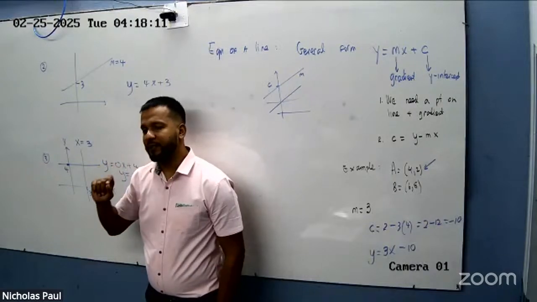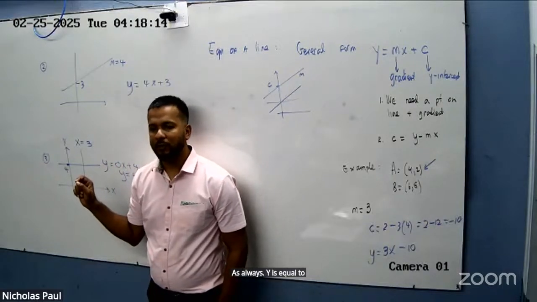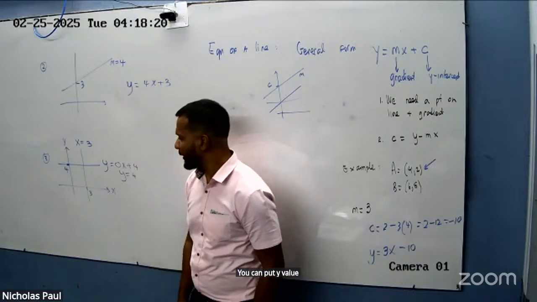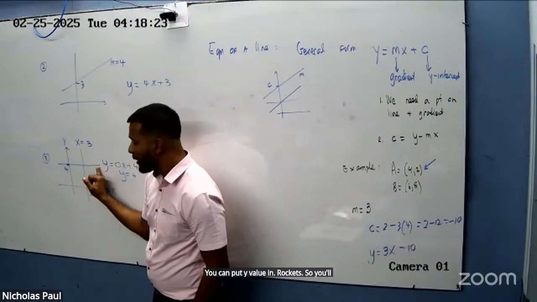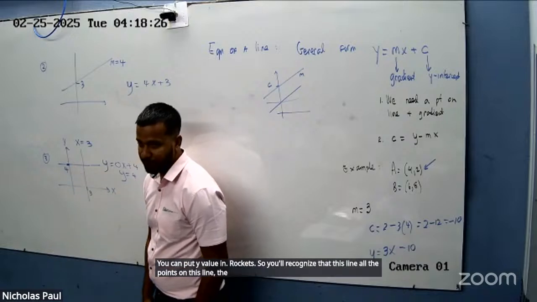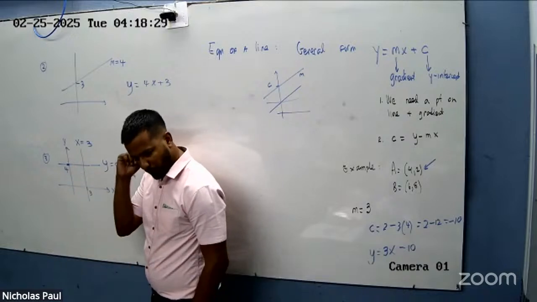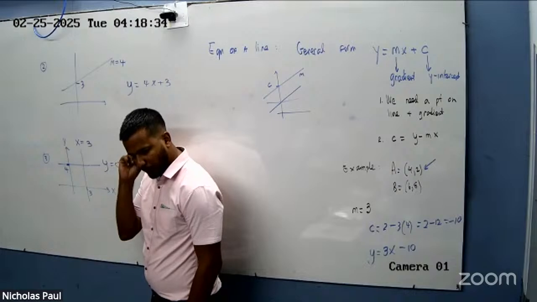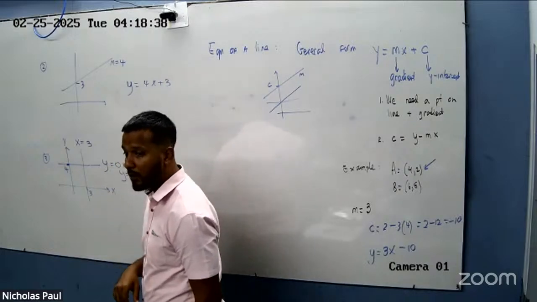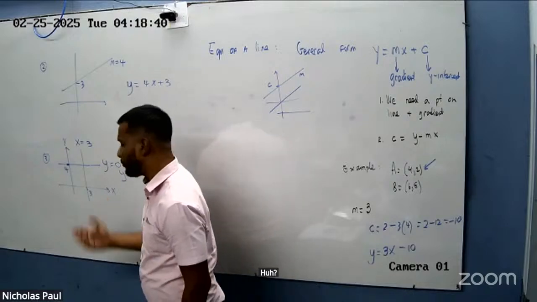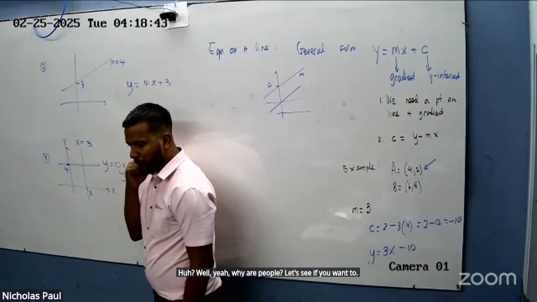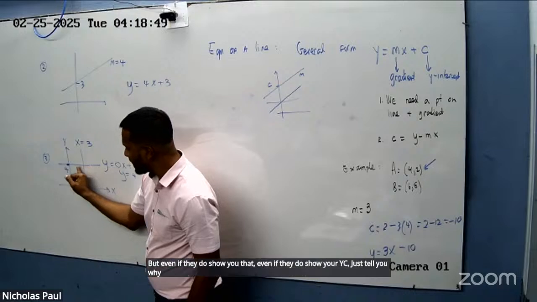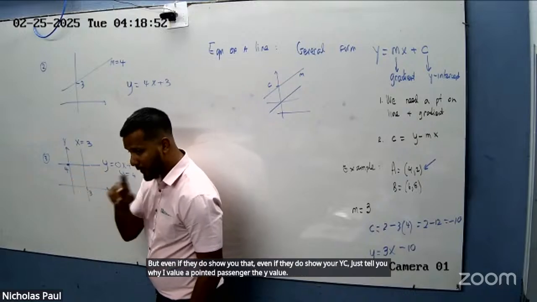It's always y is equal to the y value it is passing through. You can put y value in brackets. You recognize that all the points on this line have the same y value. Even if they don't show you that, just take the y value of the point it is passing through, and the equation is that.